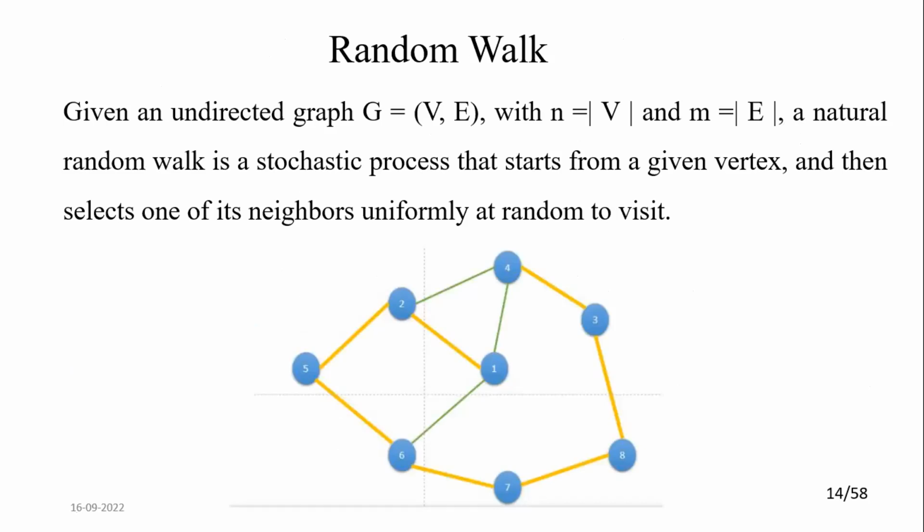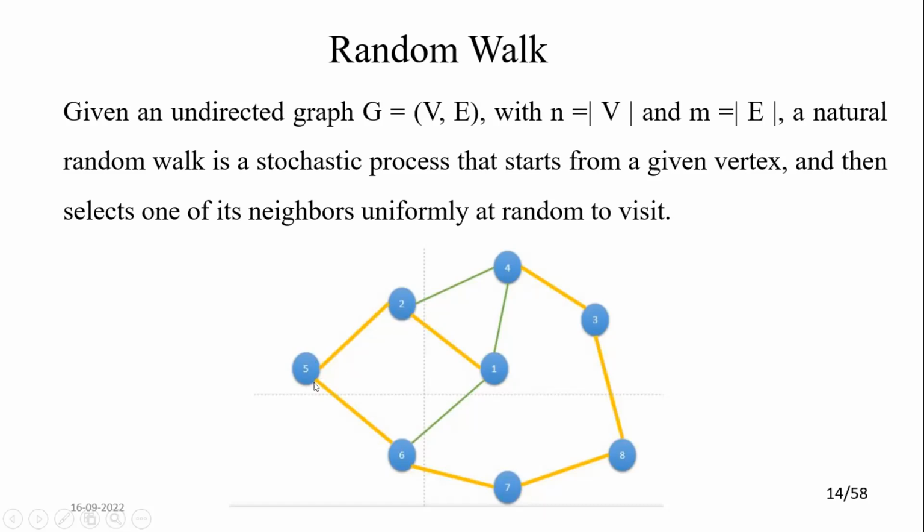Consider this graph. Suppose we start from node 1. We can have a random walk to 2, or a random walk to 4. That is actually a random walk, visiting each of the neighboring nodes. Suppose we go to 2, then it has to go to the next node. It has a chance that it can go to 4, and also it can go to 5.